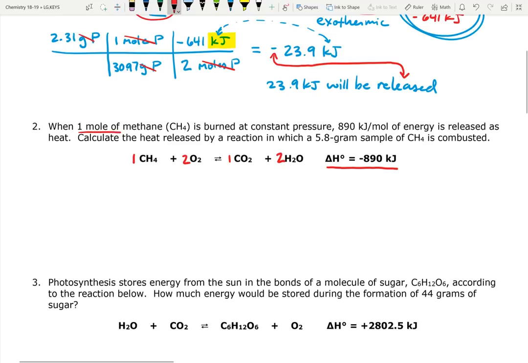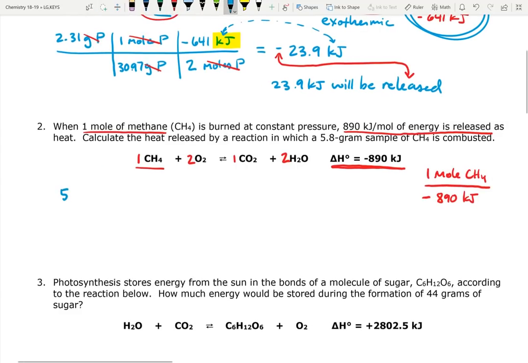When 1 mole of methane is burned, 890 kilojoules of energy should probably be are released. And that's what I've got here. Okay? So that's my relationship. 1 mole of methane, CH4, is associated with the release of 890 kilojoules of energy. That's a ratio kind of like in the last problem. And the question says you're burning 5.8 grams of CH4. And they want to know how much heat's going to be released. So let's start it out.